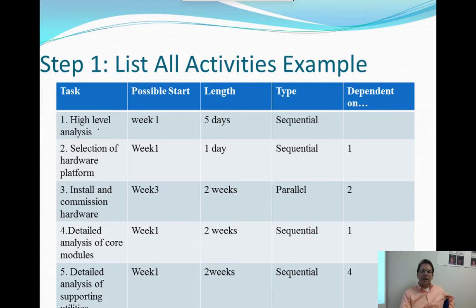So at that point, you should have just a list of tasks, when you kind of expect to start, how long each task will take, whether it's sequential or parallel, and then if it's dependent on any task, you can see here we have these dependencies. So this task here, detail analysis of core modules, I can see here that it's sequential, meaning it has to start after something, and this has to start after task number 1, which is a high-level analysis.